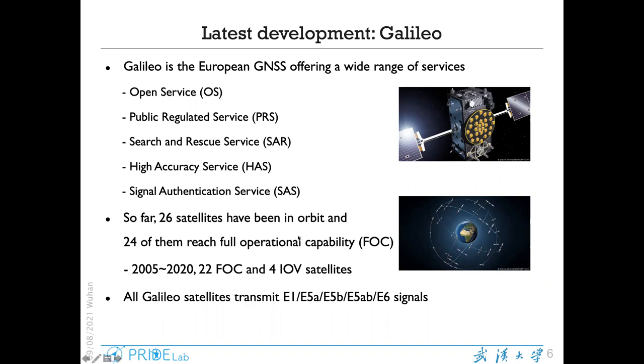One interesting thing to note is the Galileo satellites have six frequency bands, like the E1, E5A, E5B, E5AB, and E6. And the GPS has only three, and GLONASS has only two major frequency bands. So you see, we could see a lot of papers on the multi-frequency positioning for the rapid initialization of your PPP services. So this is the direct impact of multi-frequency signals.